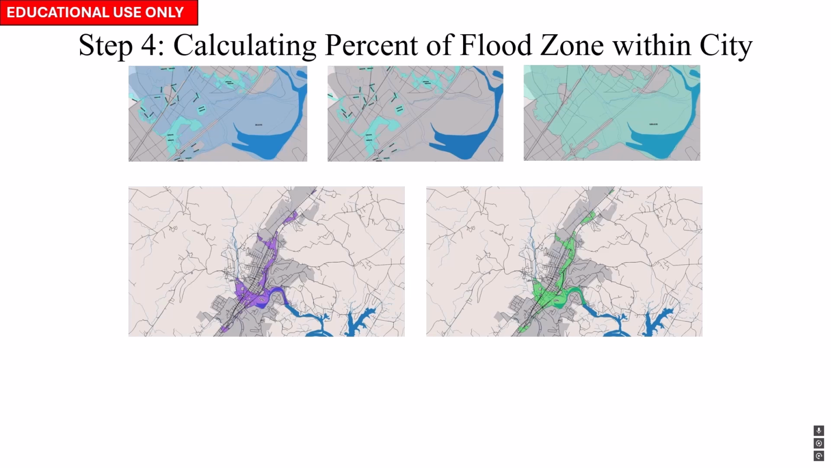flood zone. And I found that it took up 12% of the city. With the 0.2% chance annual flood zone, it was nearly identical at 13%, just a slight bit bigger.